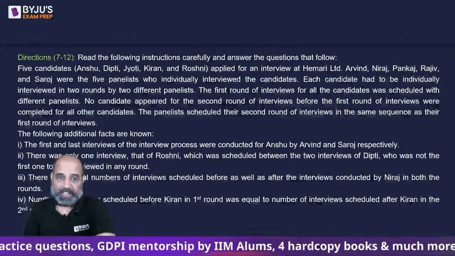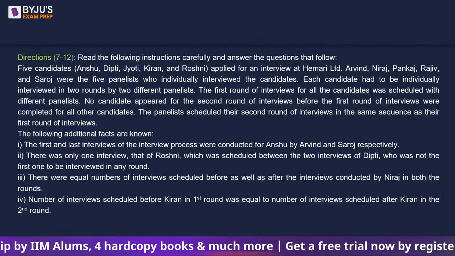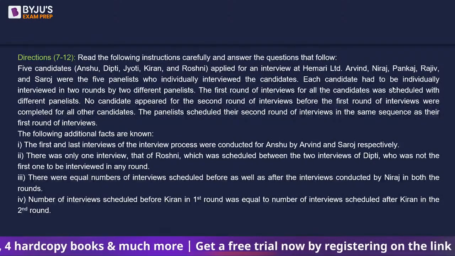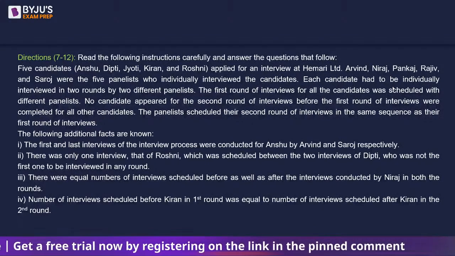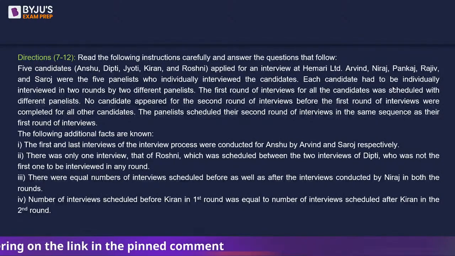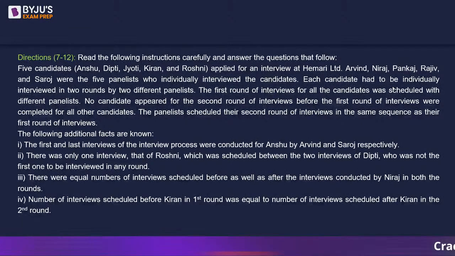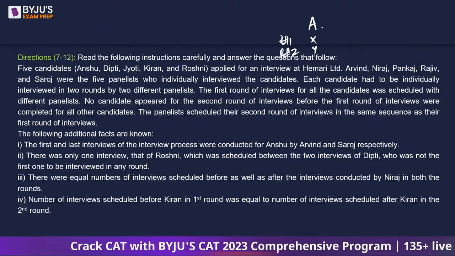Now let's move over to the next set. I will have to hide myself because it will occupy the entire screen. Okay. 5 candidates A, D, J, K and R applied for an interview at Himari Limited. Arvind, Neeraj, Pankaj, Rajiv and Saroj were the 5 panelists who individually interviewed the candidates. Each candidate had to be individually interviewed in 2 rounds by 2 different panelists. So, for example, A has to be interviewed in round number 1 and then in round number 2, and these 2 should be different people.